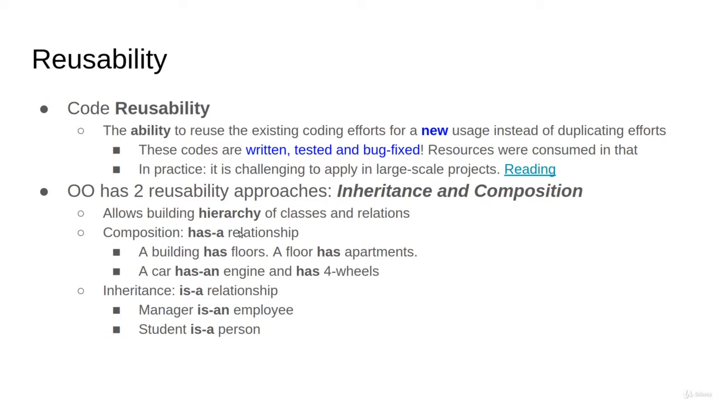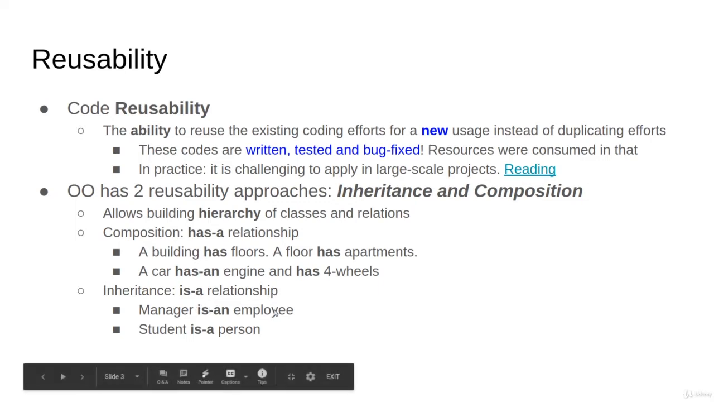We already should know at this moment what is composition, and we will stress about it more later. The composition is a has-a relationship. I can say a building has floors, a floor has apartments, a car has an engine, and a car has four wheels. As you see, the has-a semantic is very visible. Inheritance, on the other side, is an is-a relationship. Manager is an employee. Student is a person.